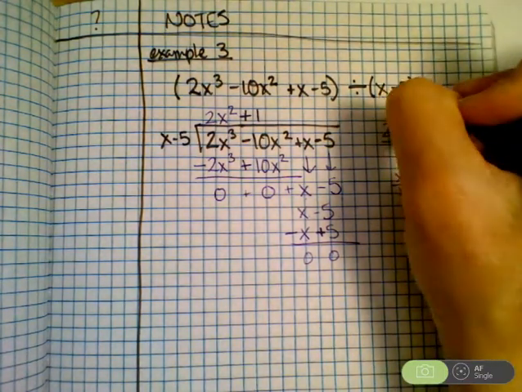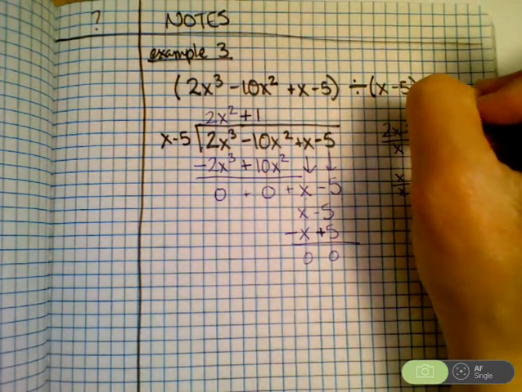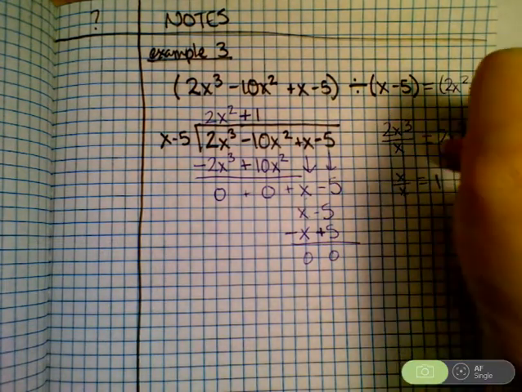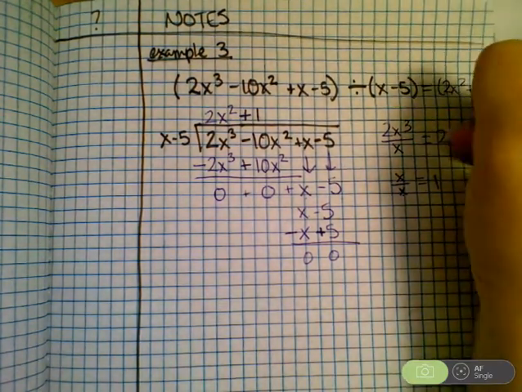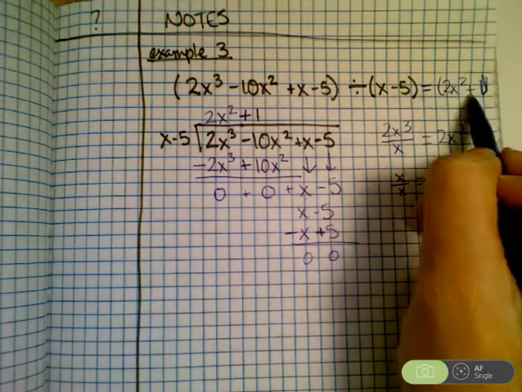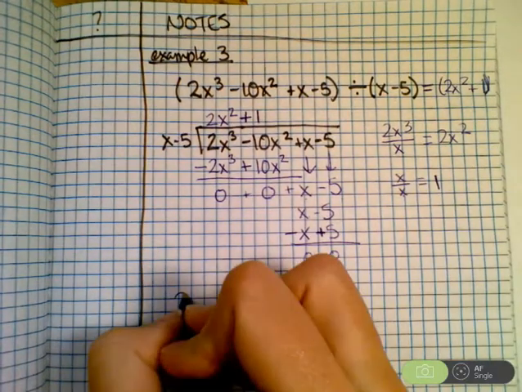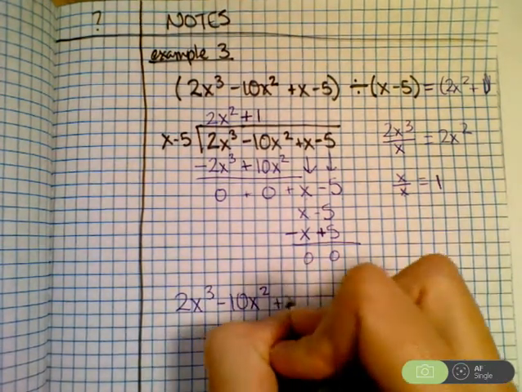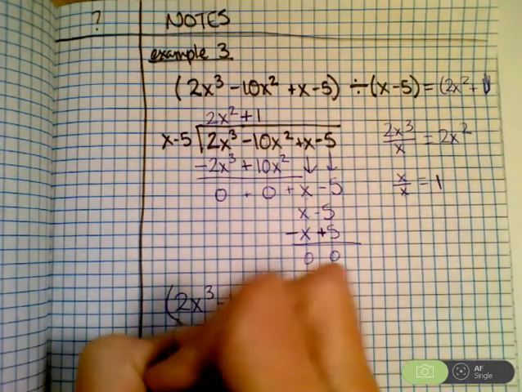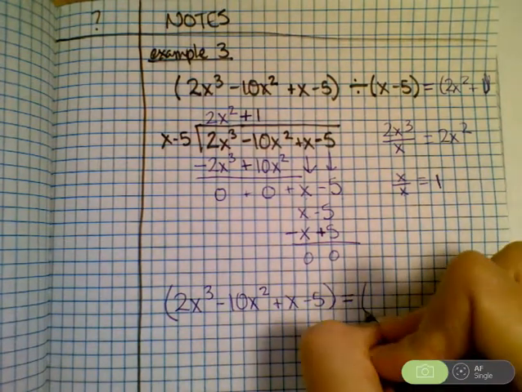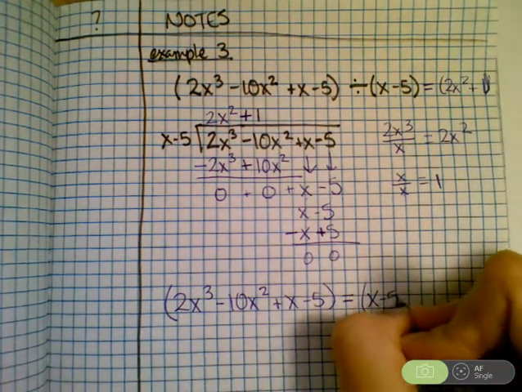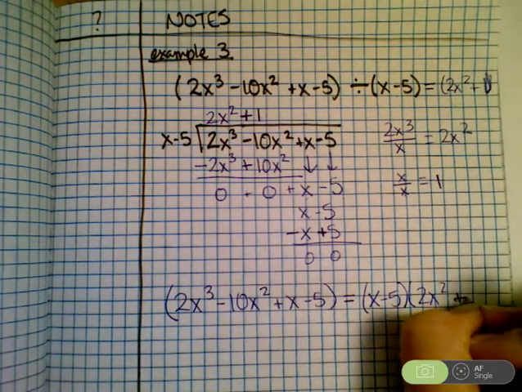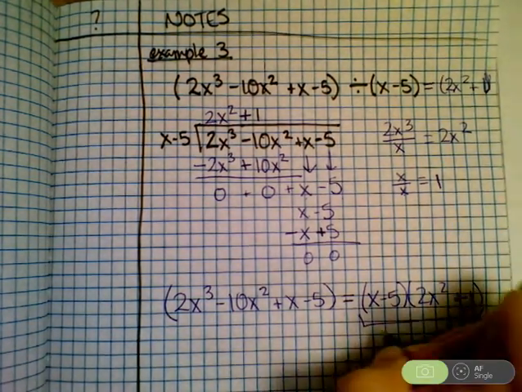So that means that the answer to this problem is 2x squared plus 1. So really, in this case, again, we have no remainder. We've found that these are both factors of 2x cubed minus 10x squared plus x minus 5. So that polynomial is equal to x minus 5 times 2x squared plus 1. We call this the factored form.